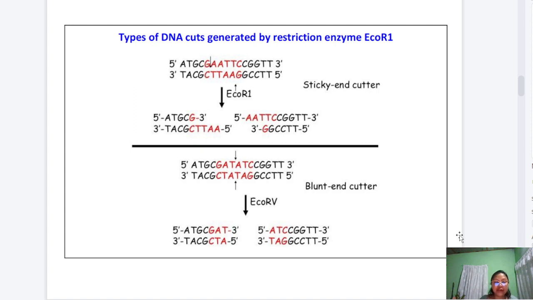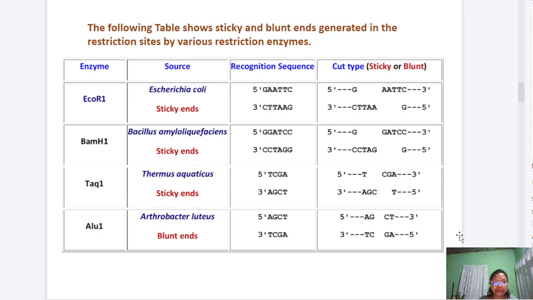So this is a very good example between a sticky end cutter and a blunt end cutter. Basically, restriction enzymes are of two types. Either they produce sticky ends or they produce blunt ends. If you look here, there is a following table that shows sticky and blunt ends generated in the restriction site by various restriction enzymes.